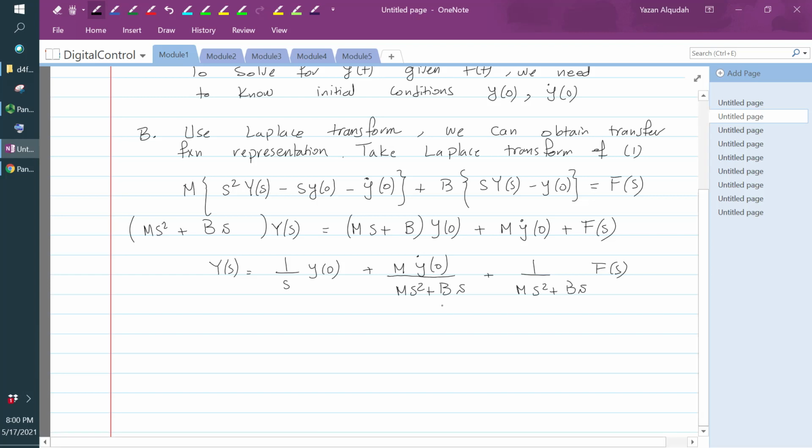So if I look here, this is the transform of the response that is due to initial conditions, and here I have the transform of the response that is due to the input.